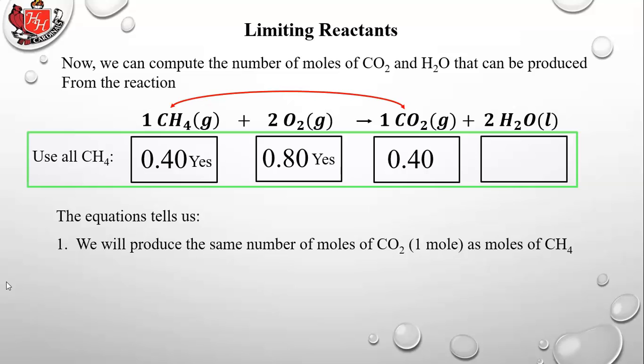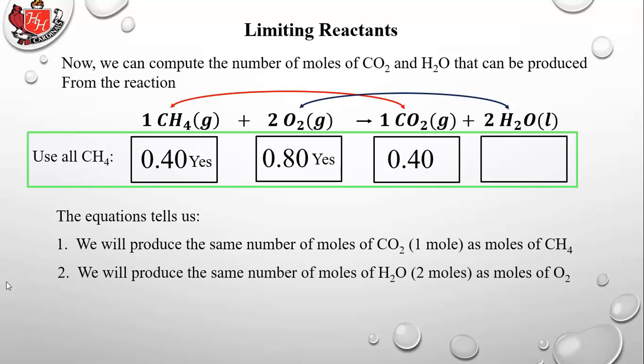Again, remember, think of those numbers in the chemical equation not as a specific number of moles, but as a relationship. So it's a one-to-one relationship. So in this case, we have 0.4 moles of CH4. We're going to produce 0.4 moles of CO2. We will produce the same number of moles of H2O, 2 moles, as moles of O2 because they both have a 2 in front of them. So if we consumed 0.8 moles of O2, we're going to produce 0.8 moles of H2O.